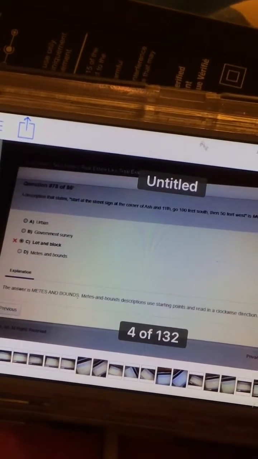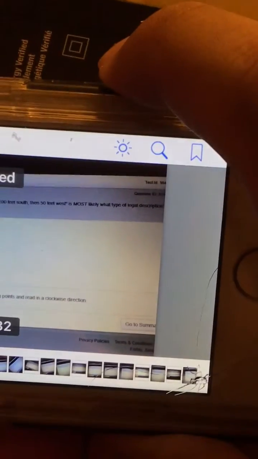A description that states, start at the street sign at the corner of Ash and 11th. Go 100 feet south, then 50 feet west, is most likely what type of legal description? A. Urban. B. Government survey. C. Lot and block. Or D. Metes and bounds.